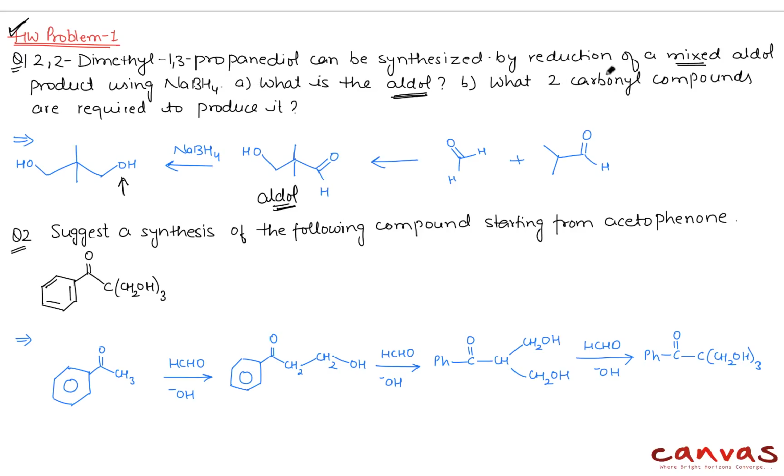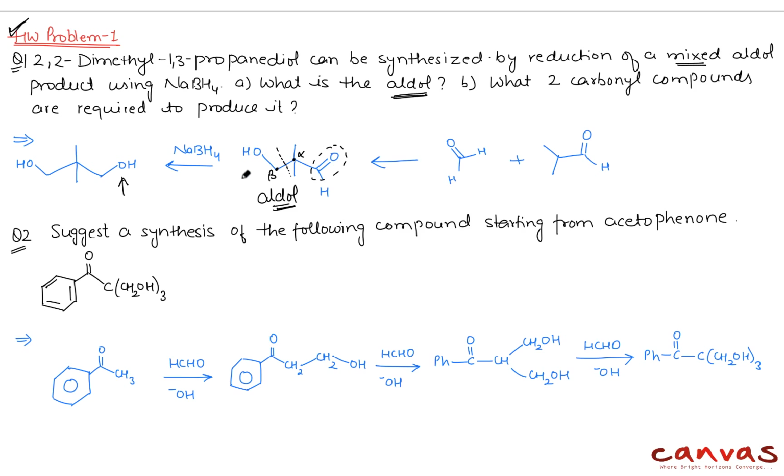Second, what two carbonyl compounds are required to produce it? Now see, in the two carbonyls we must have two separate molecules that will combine to form this aldol. Now this is your functional group, this is your alpha position, this is your beta position. Now always break the bond between alpha and beta, because alpha carbon attacks the other carbonyl. Now this carbon was having a keto group which later converted to OH. So always break this bond between alpha and beta.